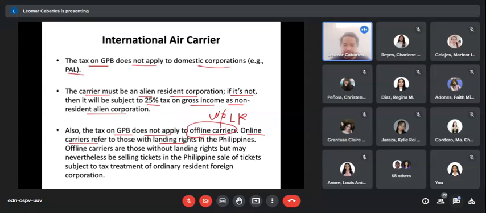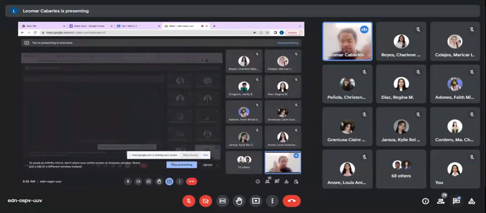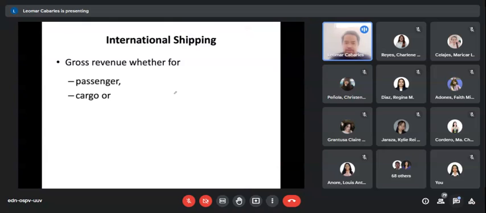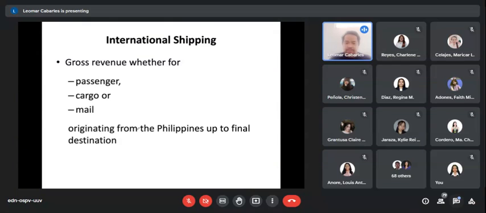Okay? Offline carriers are those without landing rights, but nevertheless may be selling tickets, okay, in the Philippines. So ang kanilang tax treatment sa kanila ay ordinary lang sila. So the incentive na lower tax rate, which is 2.5%, is given to those with landing rights in the Philippines. Okay? Shipping naman, so ganun din, passenger, cargo, so originating from the Philippines.